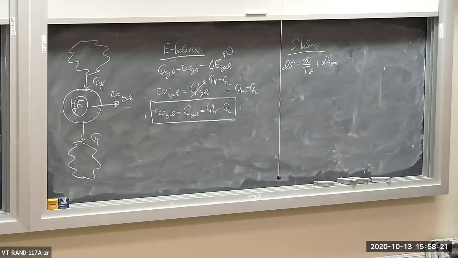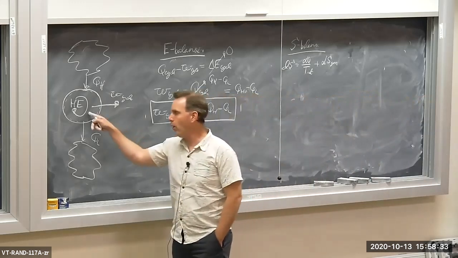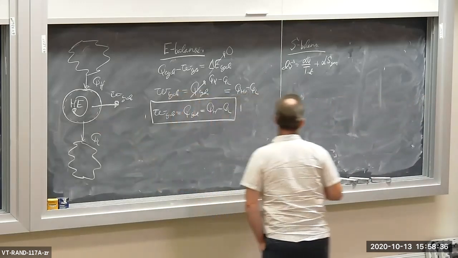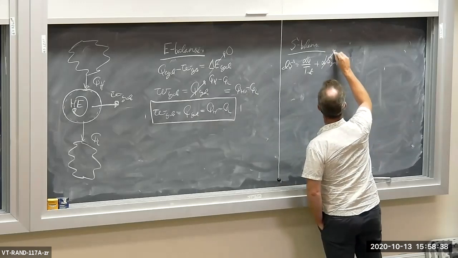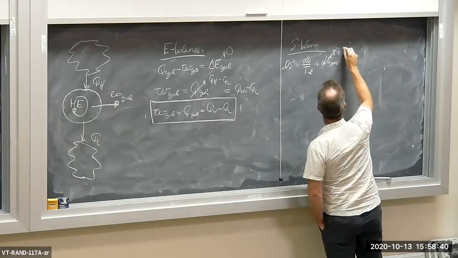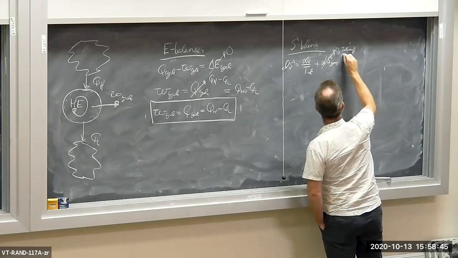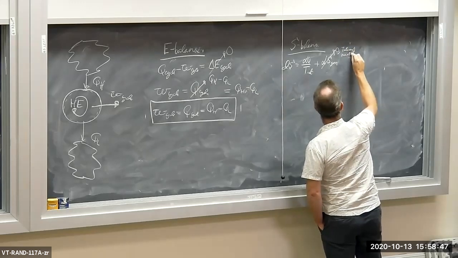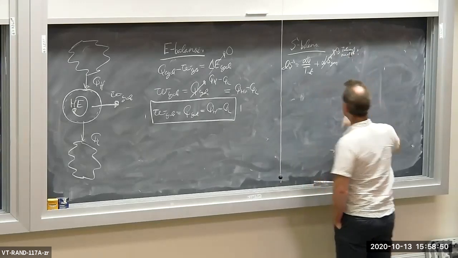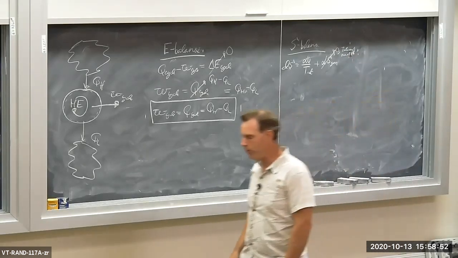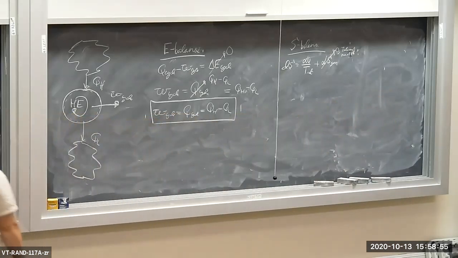Now, for our cycle analysis, our air standard cycle analysis, one of the assumptions is internally reversible. There are no irreversible processes going on in here. So that means there's no entropy being generated. So I'm going to put a 0 here. So I'm going to write internally reversible. Okay? No entropy generation inside my heat engine.